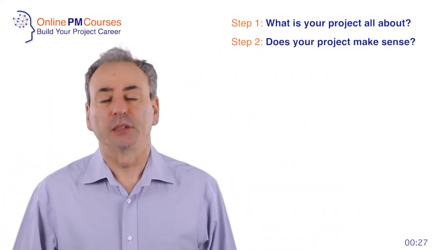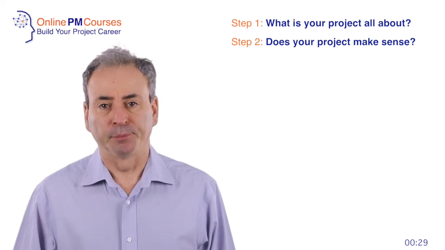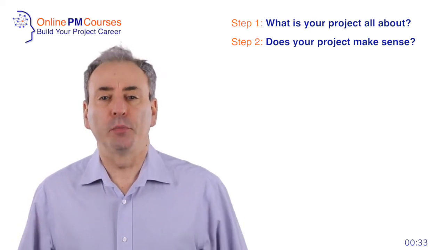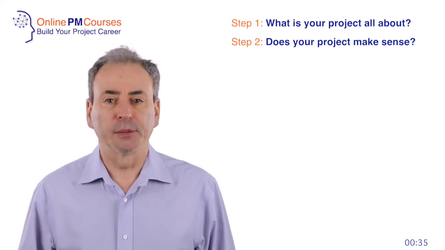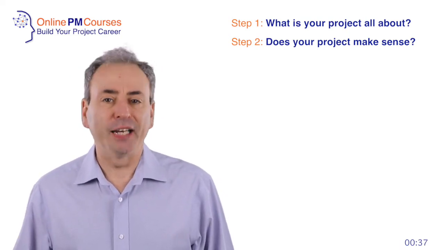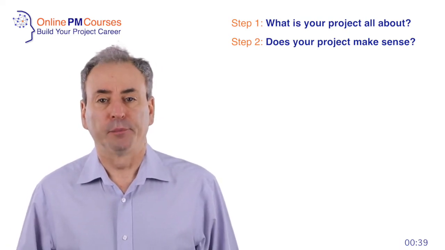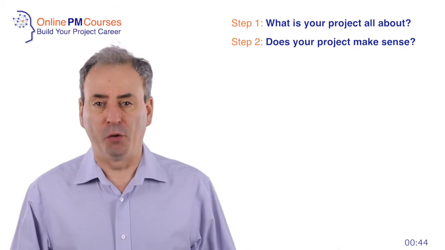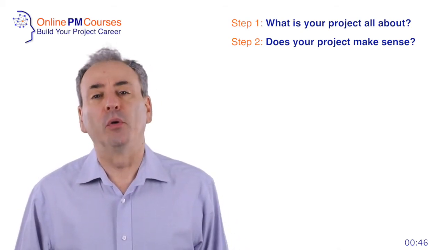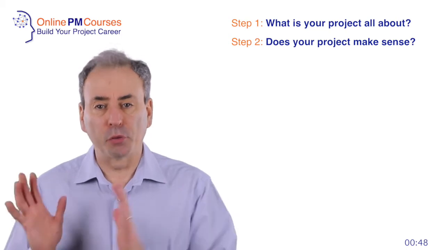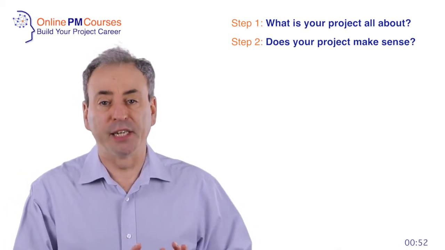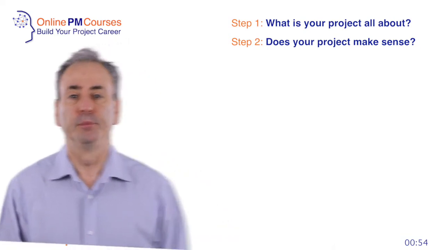Step 2. Does your project make sense? At this point, you have to start thinking about whether your project makes good commercial sense. You need to determine the value of the outcomes of your project and compare it with the cost of doing the project and the risks involved. It's also important here to check the alignment between your project on the one hand and your organisation's goals and strategy and values on the other.